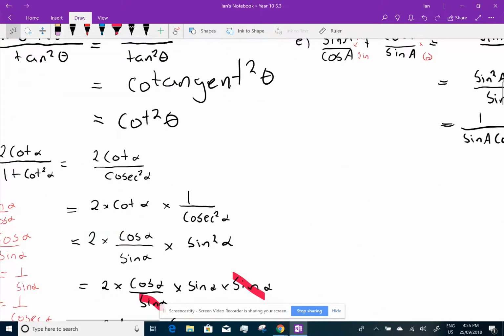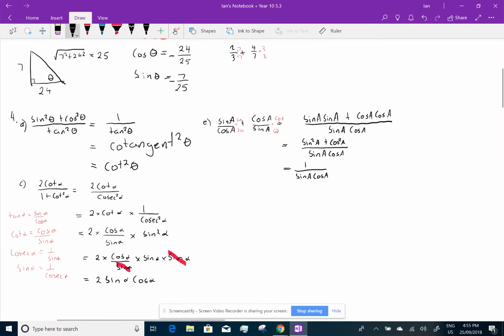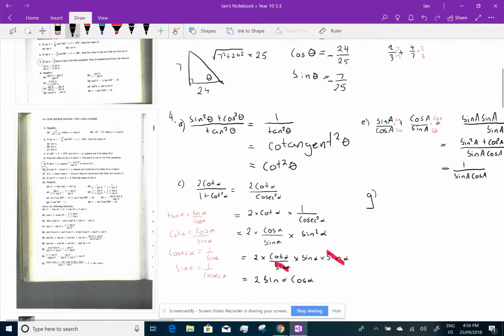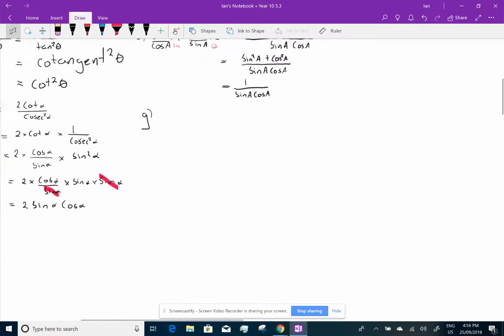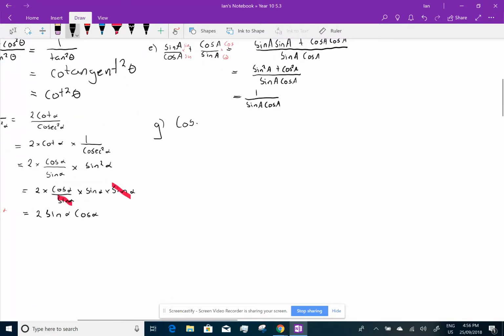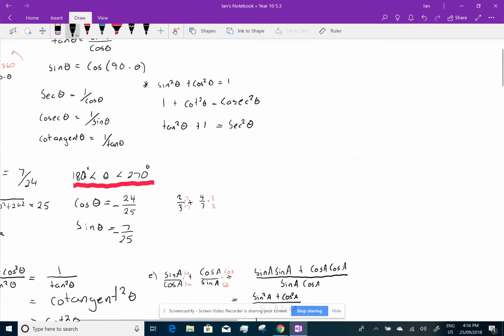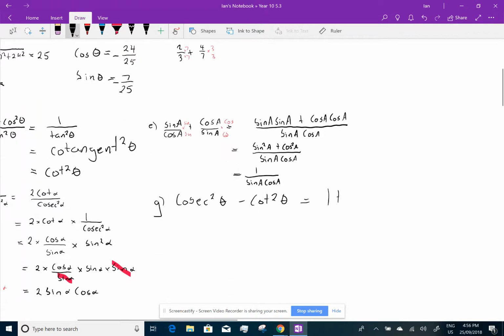I'll do G for you. You should go and have a crack at it yourself. Let's have a look at what it is. Cosec squared theta minus cot squared theta. Well, up here, I've got cosec squared is 1 plus cot squared. So I'm going to write, well, 1 plus cot squared theta minus cot squared theta. Oh, the cots will go. That equals 1. So that one was pretty easy.